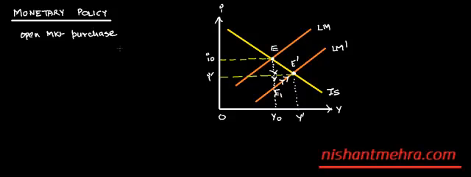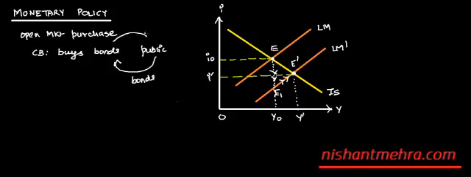Okay. So for example, there's an open market purchase of bonds by the central bank. So the central bank buys bonds. And it buys bonds from whom? It buys bonds from the public. So the public gives bonds to the central bank, and the central bank gives money in return to the public. Right? So in this process, nominal money supply increases in the market. That is, M bar increases.